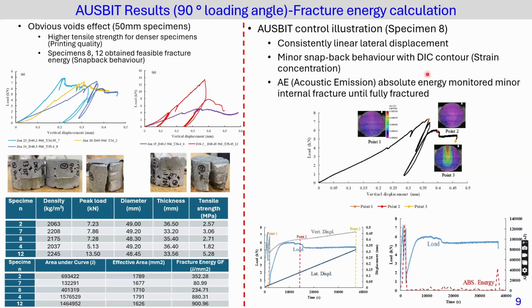For a more specific analysis of one specimen, specimen A, as you can see from the load and vertical displacement graph, it obtains a minor snapback behavior after reaching the peak, but it is not really smooth because you can see some flipping behavior. As we mentioned about the AE sensor, it is indicated here by this red curve, and we have 3 different indicating points. This additional measurement from the acoustic emission indicates a minor internal fracture happening from the beginning until what we call a large sound response for full fracture. The DIC contour can also show the result.